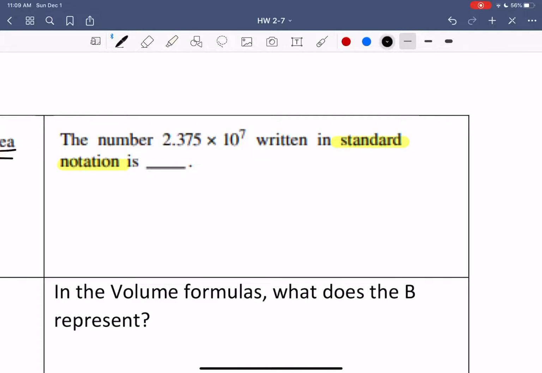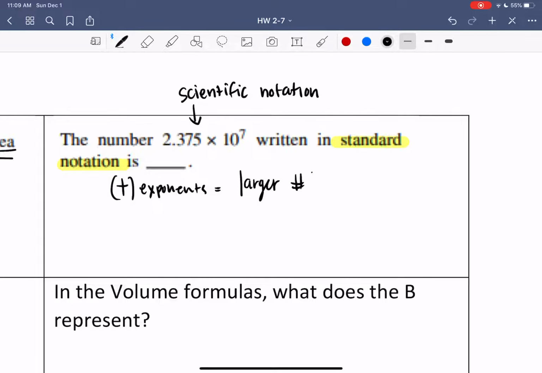So remember, this right here is scientific notation. So we are going to remember positive exponents equal larger numbers, and negative exponents equal smaller. So we have a positive exponent, so we're going to be creating a large number.